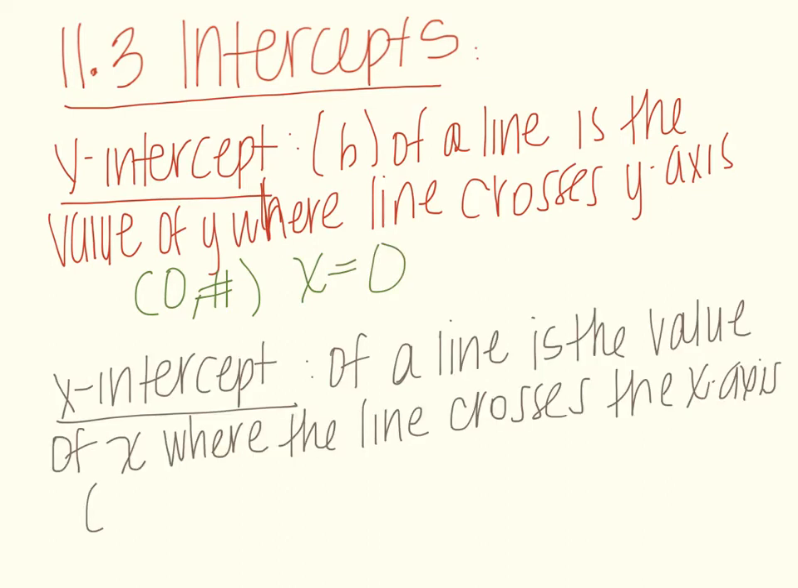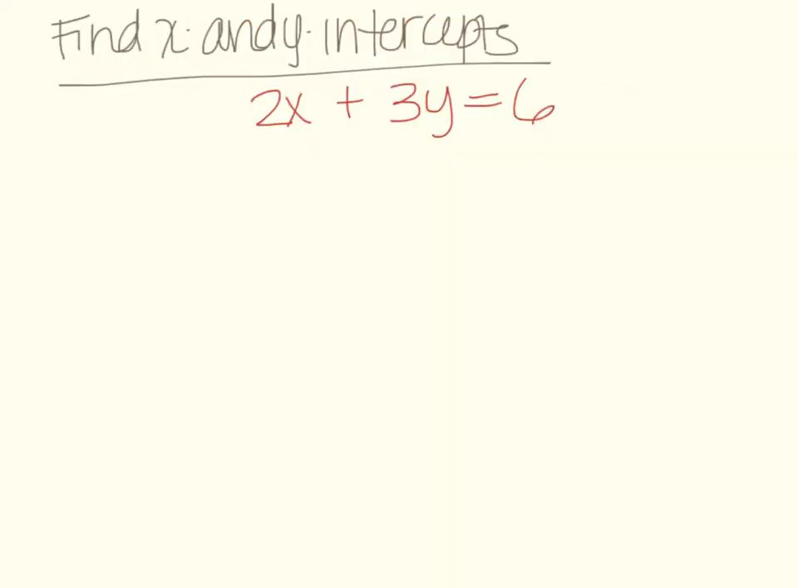So the x-intercept is just the opposite. So this is going to be, of a line, the value of x where the line crosses the x-axis. So we're always going to have some number comma 0, and y will always equal 0 for the x-intercept.